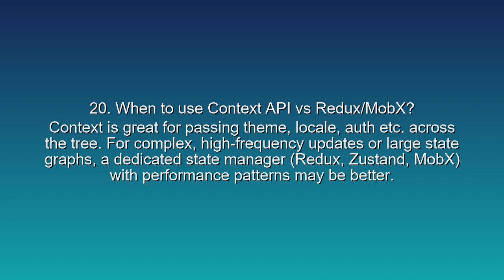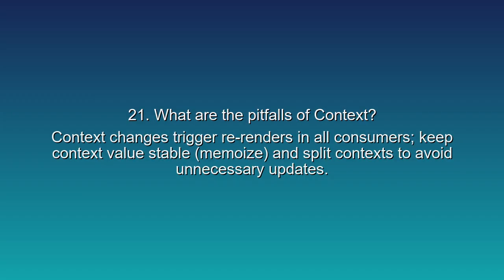20. When to use Context API versus Redux, MobX. Context is great for passing theme, locale, auth etc. across the tree. For complex, high-frequency updates or large state graphs, a dedicated state manager such as Redux, Zustand, MobX, with performance patterns, may be better. 21. What are the pitfalls of context? Context changes trigger re-renders in all consumers. Keep context value stable, memoize it, and split context to avoid unnecessary updates.